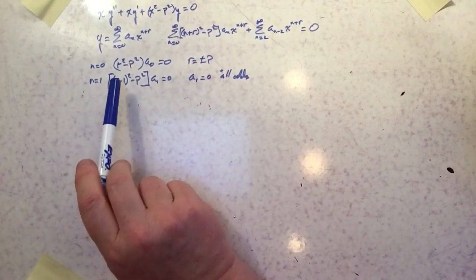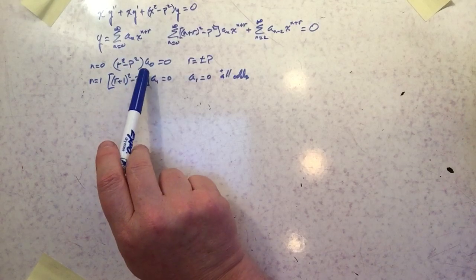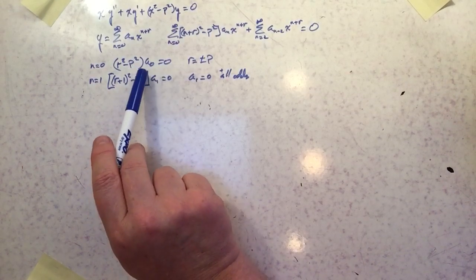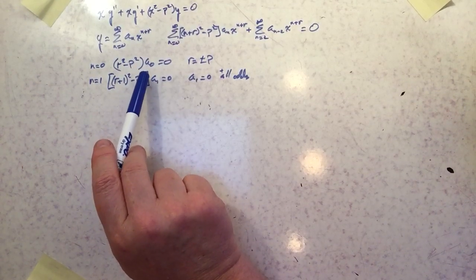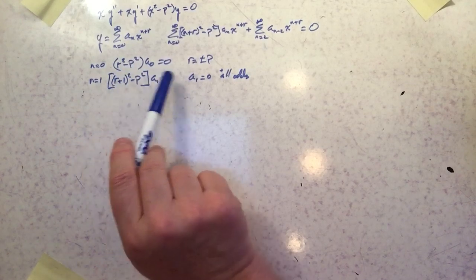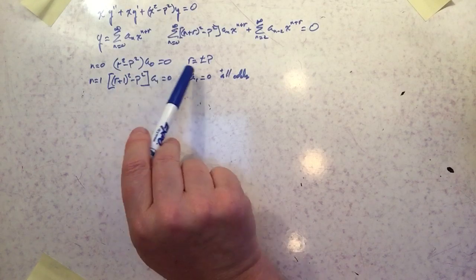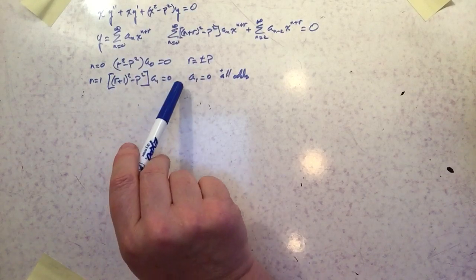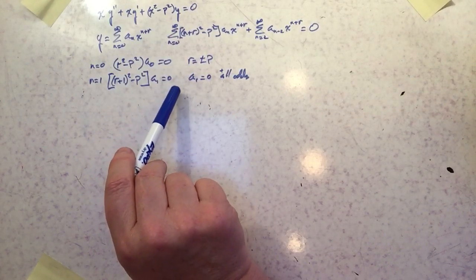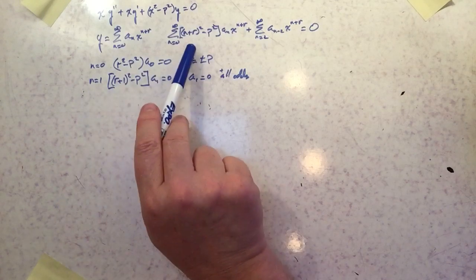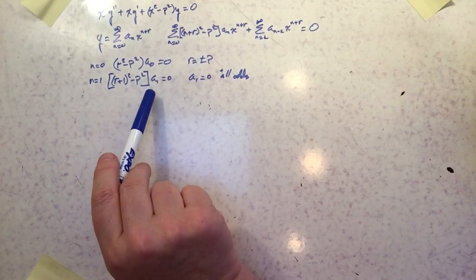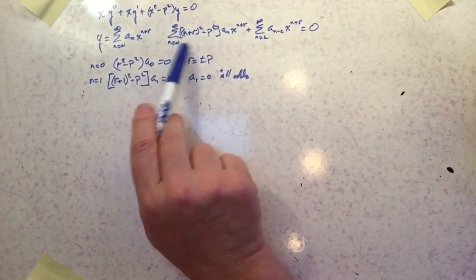When n equals 0, we get r squared minus p squared times a naught equals 0. We would prefer for a naught not to be 0. That means r squared equals p squared, or r equals plus or minus p. This is the Indicial Equation, which means these are the solutions for r that we'll use for the remainder of the problem.